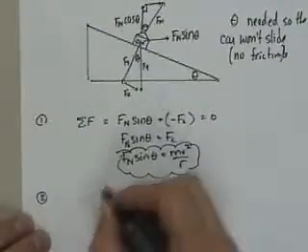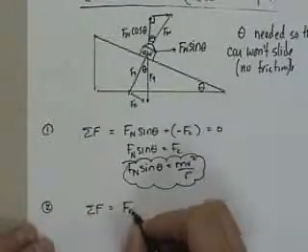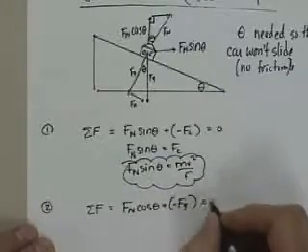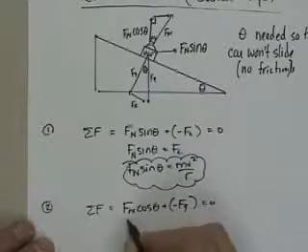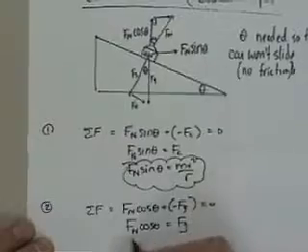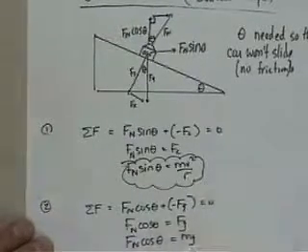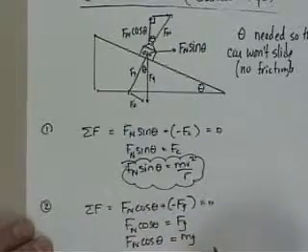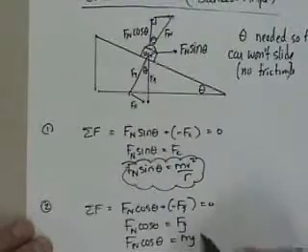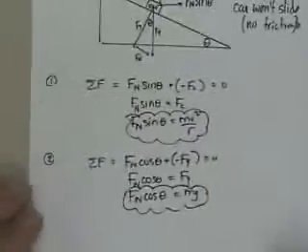So, I guess I will sum my forces. Fn cosine theta minus Fg equals 0. So that means Fn cosine of theta is equal to Fg, which means Fn cosine of theta is equal to mass times gravity. This is also fairly important.